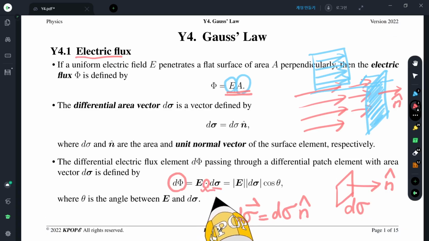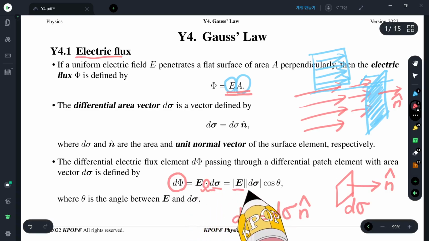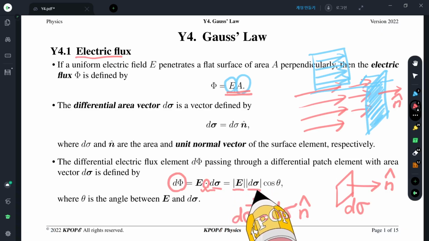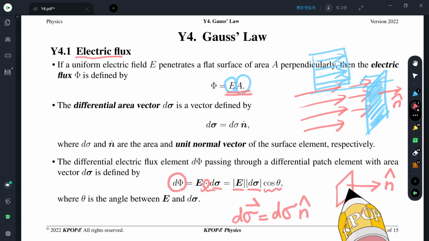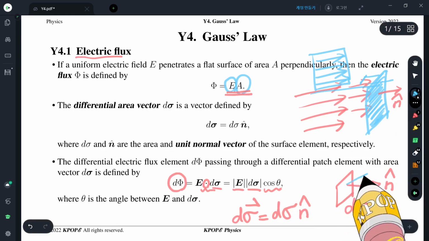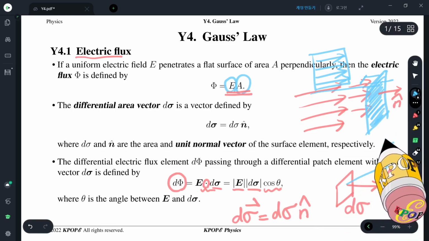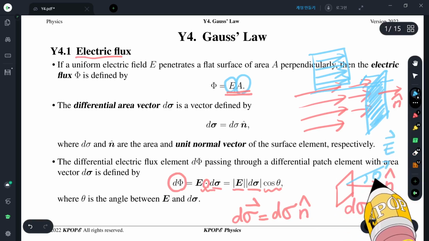The magnitude, the value, is just the product of the strength of the electric field and the area of that surface, multiplied by cosine theta, where theta is the angle between this normal vector and the electric field.